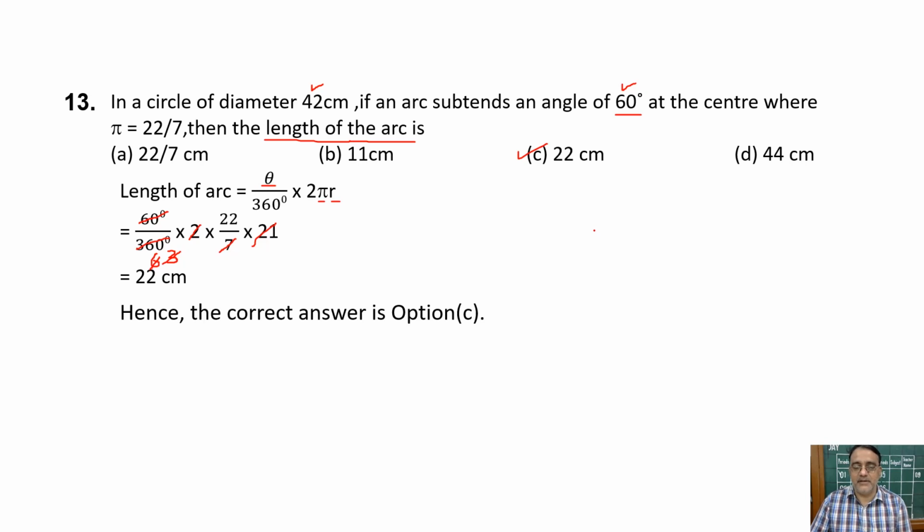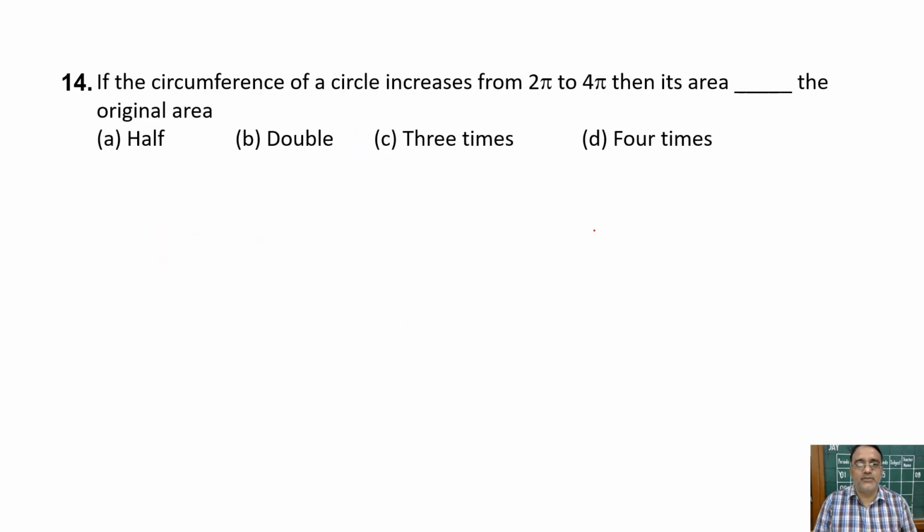This is sample paper question, okay. Fourth question, this is also sample paper question. If the circumference of a circle increases from 2 pi to 4 pi, then its area dash the original area, right. So first of all, we will take the ratio of two circumferences with respect to 2 pi and with respect to 4 pi. So C1 upon C2 is equals to, suppose, 2 pi r upon 2 pi capital R, right?